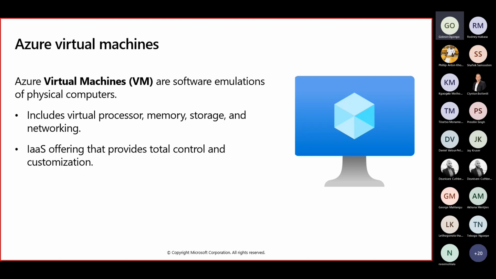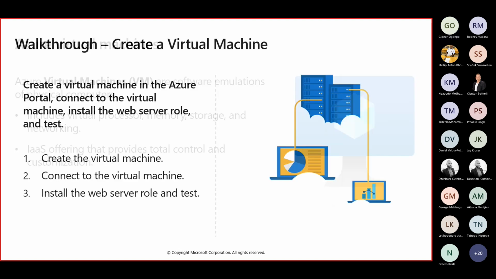So there's a network component that is available, and then infrastructure. This is part of the infrastructure as a service offering that provides total control and customization. And if you remember in our last lecture, we spoke about infrastructure as a service, platform as a service, and also software as a service as well. Let me show you guys a quick walkthrough.